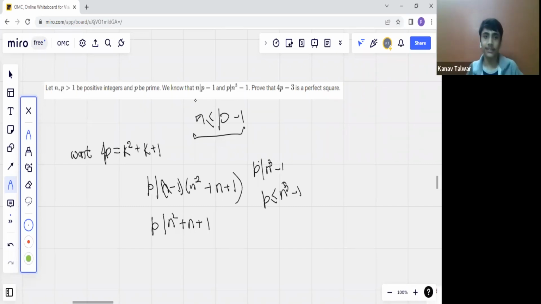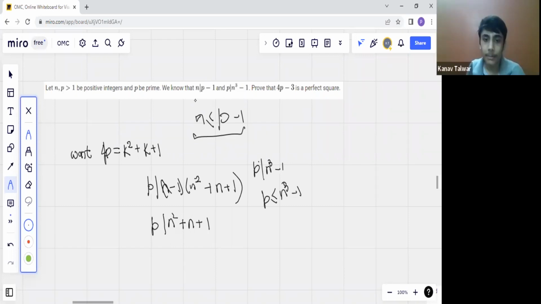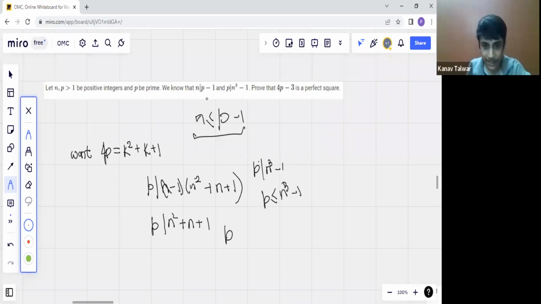Exactly. So does everybody get that? Why is n squared plus n plus 1 prime? Otherwise p would be, if n squared plus n plus 1 is not prime. Why should p be the smallest prime dividing that? p should not be the smallest prime dividing that. Yeah, I got confused. Okay, that's fine. So what should we do now?